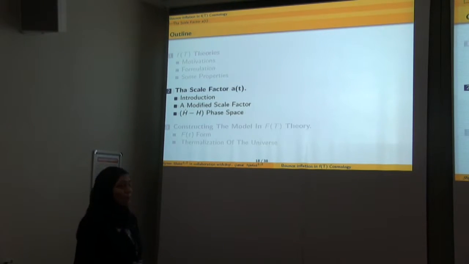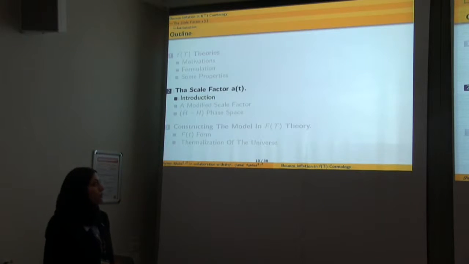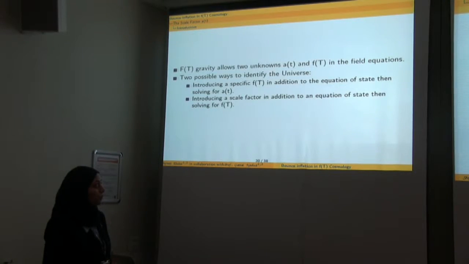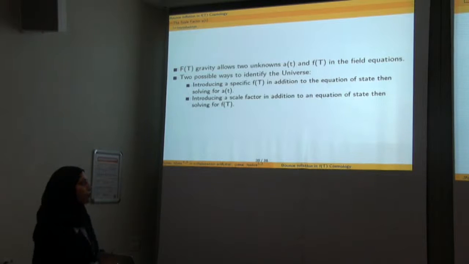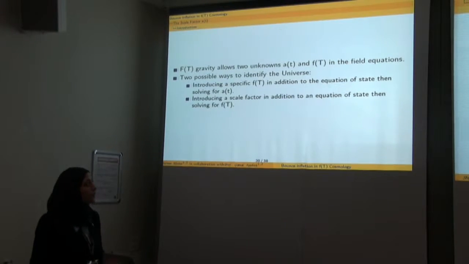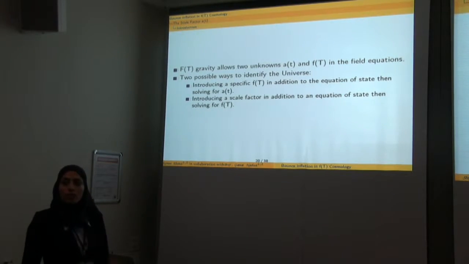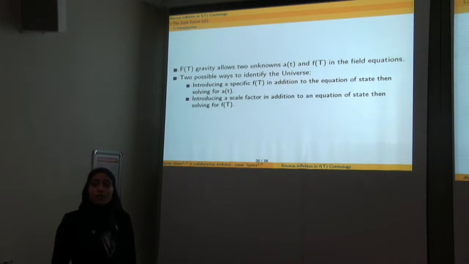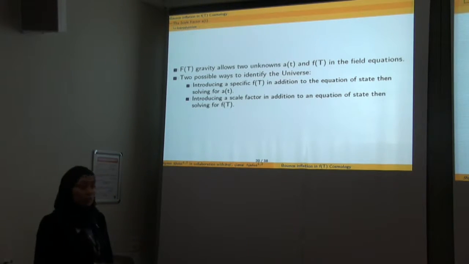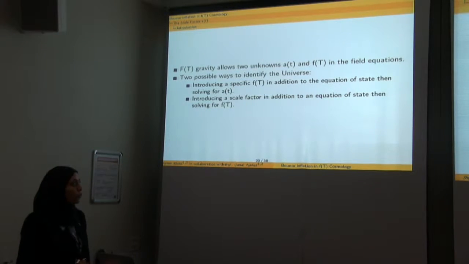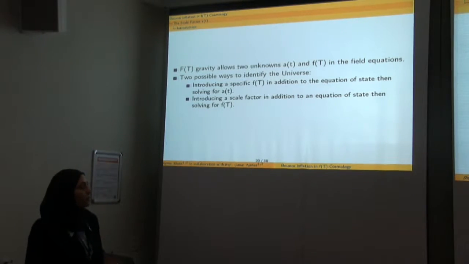Okay, the scale factor a(t), we have an introduction for that section. f(T) gravity allows two unknowns, a(t) and f(T). We have two possible ways to describe our universe. The first one is introducing a specific f(T) and solving for the scale factor, or introducing a scale factor and solving for f(T). Our paper is for the second way.